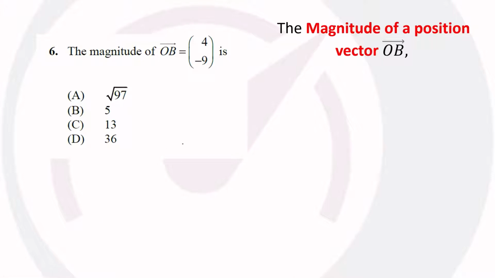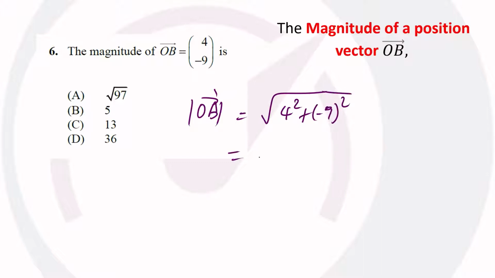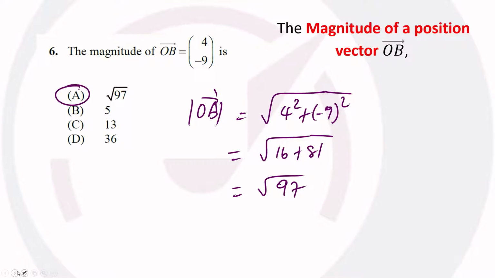So we have the square root of 4 squared plus negative 9 squared. So 4 squared is 16 and negative 9 squared is 81. We can add that now, so we get the square root of 97. So the magnitude of the position vector OB is the square root of 97.